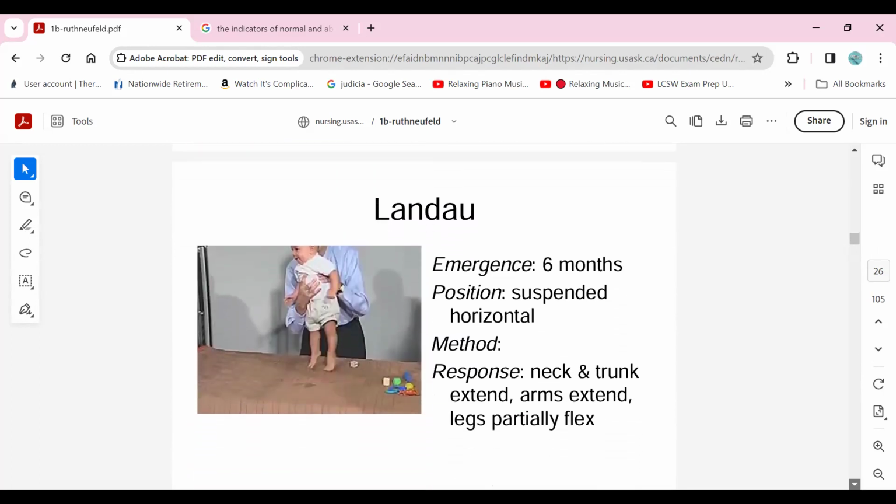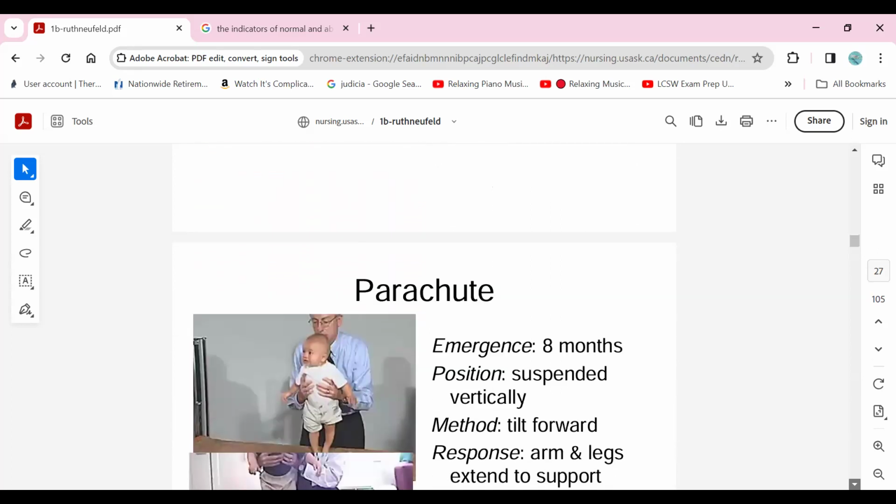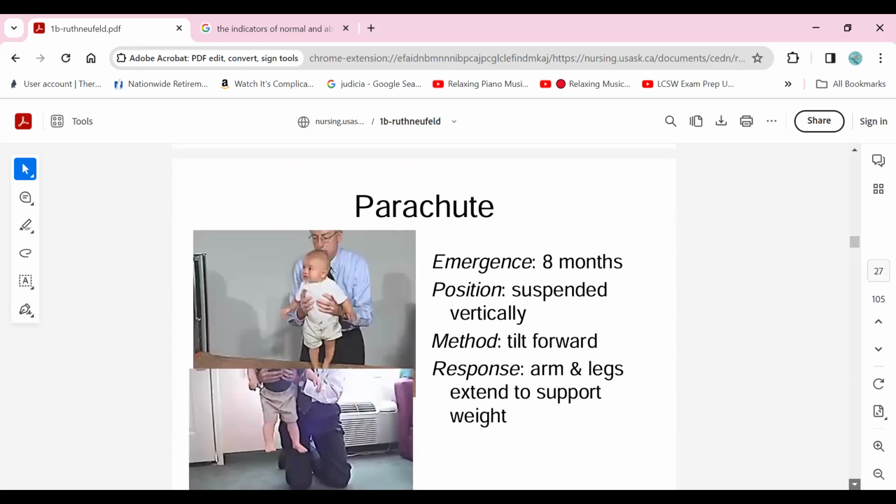Landau: emergence at 6 months, position suspended horizontal. Response: neck and trunk extended, arms extended, legs partially flexed. Parachute: 8 months, position suspended vertical, tilted forward. Response: arms and legs extended to support weight.